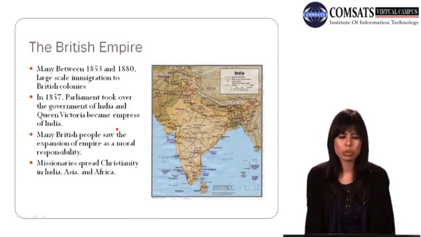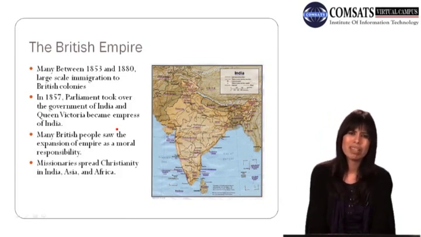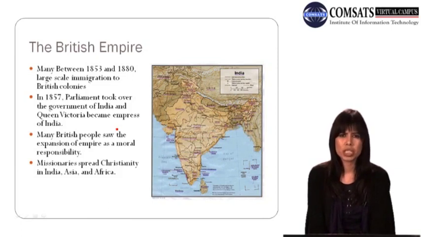Many British people saw the expansion of empire as a moral responsibility. Missionaries spread Christianity in India, Asia and Africa. So here you can see the expansion of the British Empire in India, in other parts of Asia, and in Africa as well. Fine. So how they spread here and there in order to spread their religion, Christianity.